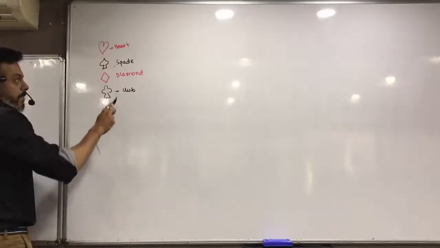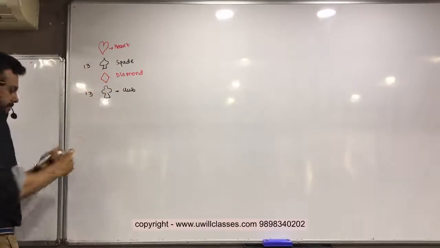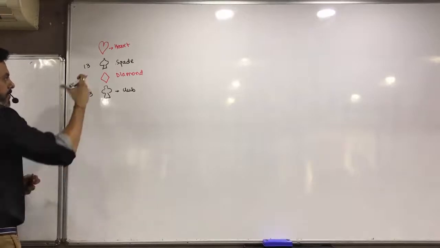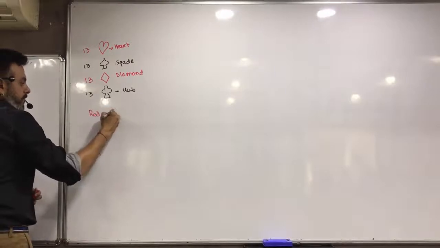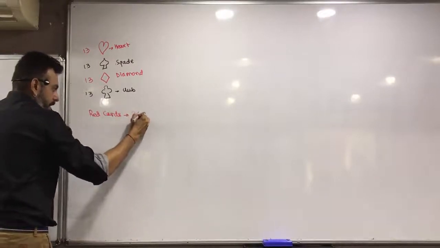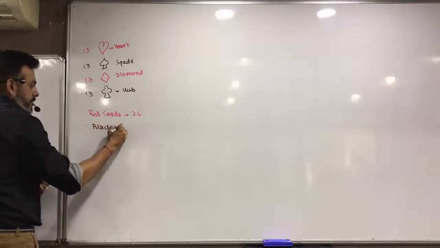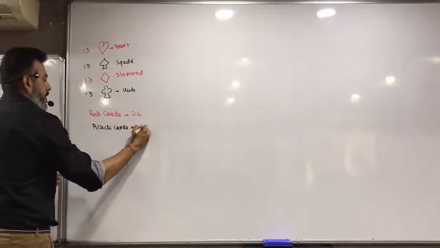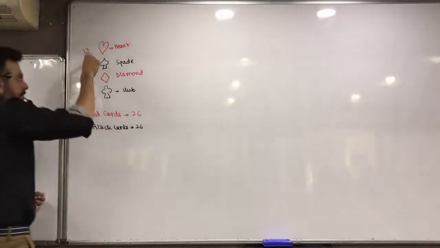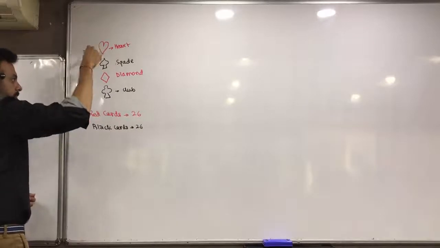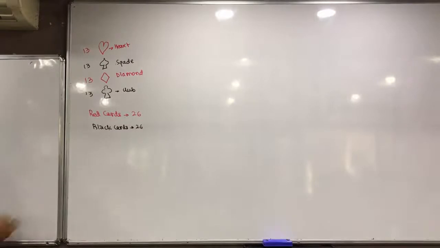Now with cards, over here, all these cards, 13, 13, and then red is again 13 and 13. So if I say red cards, there are a total of 26. If I say black cards, 26. Understood this? Okay. Each of these, heart, spade, diamond and club, is known as what? What do we call these?